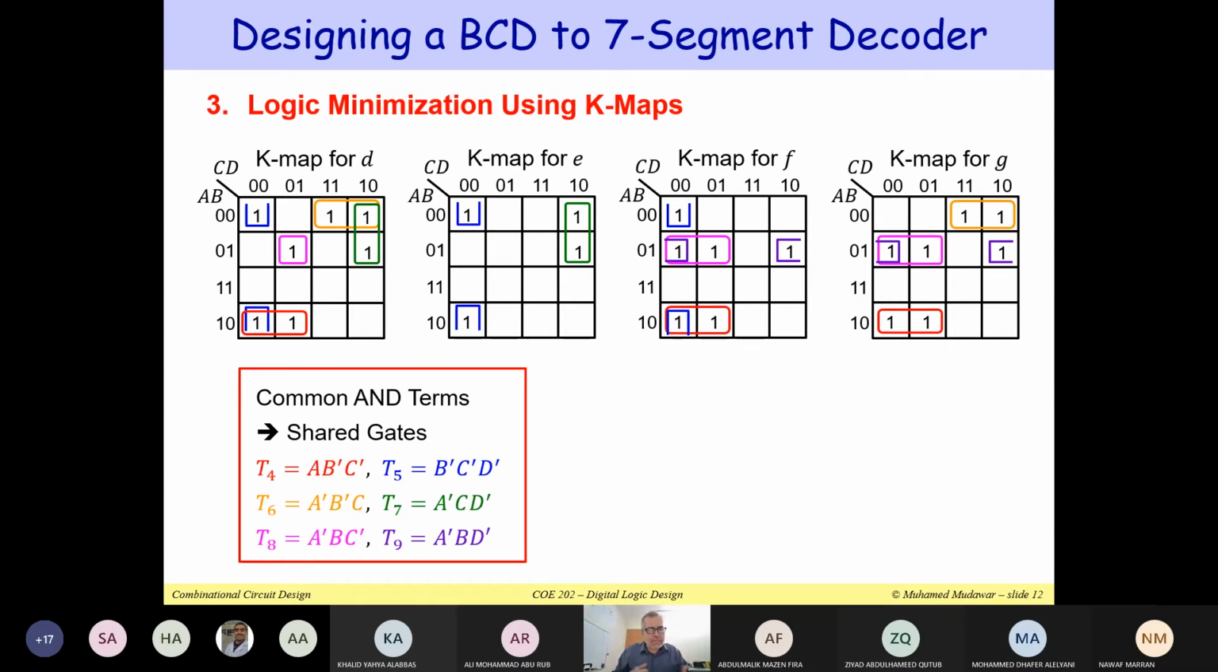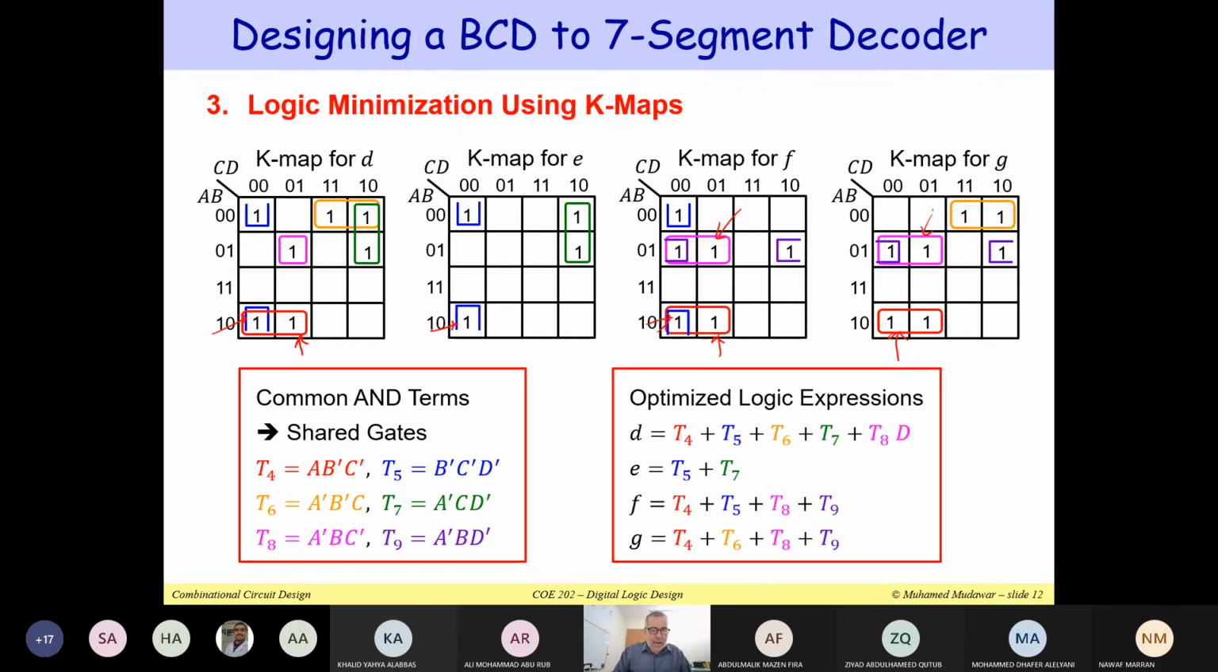Now, sometimes the common term is very clear. It is obvious. Notice this red block. It's the same place. It's the same term appearing in different outputs. Notice this blue one. It's the same blue one here. The same blue one here. Notice that this is the pink one. So some of these terms are very clear. They are the same, they are identical. So I can extract them directly from the Karnaugh maps if you want, or you can write the expression and then extract them from the expressions.